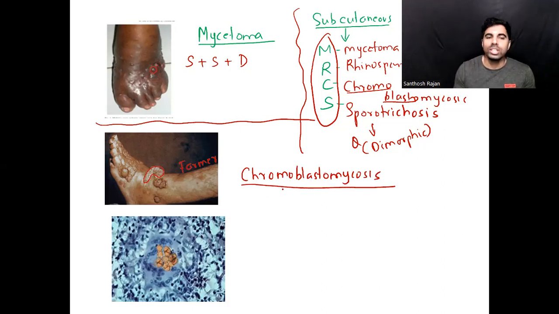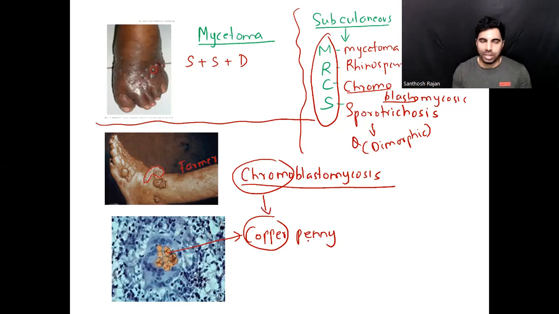But what is the clue? They say the staining was done, and when doing the staining, what did they find? This one. When you look at this, it looks like a coin, a copper penny. Penny or coin, same. It looks like a coin, and chrome means it's a metal. So copper, very simple.